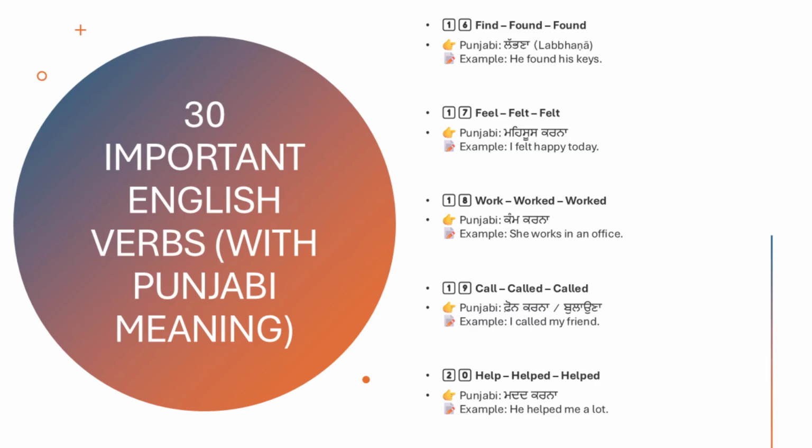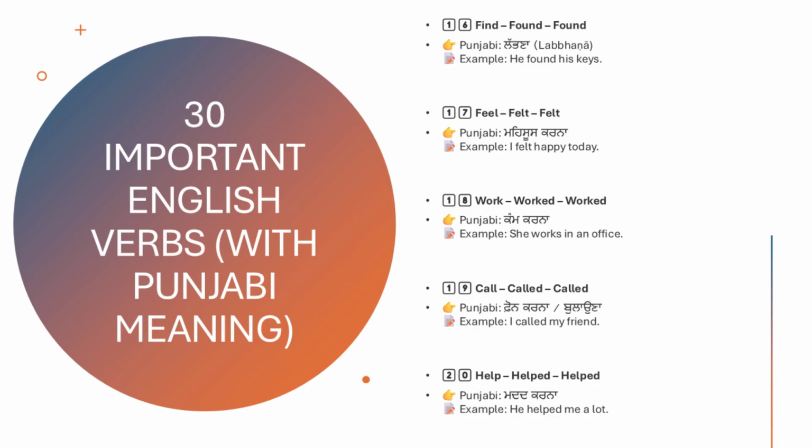And our 20th verb is help, which means मदद करना. Help, helped, helped. Help is the base form. Helped we use for both past form and the past participle. For example, he helped me a lot.